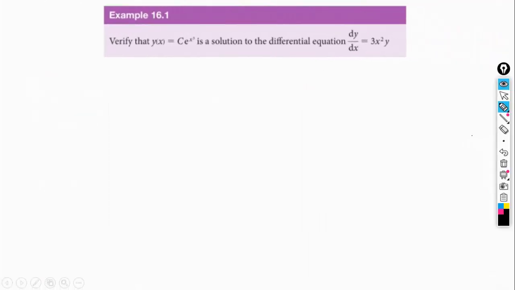So now let's take a look at example 16.1. It says verify that y of x is equal to c, any constant c, times e to the power of x cubed is a solution to the differential equation derivative of y is equal to 3x squared y. So notice that here we would find the derivative of y. So it's just going to be dy over dx is equal to, remember that we would get the same value here for e to the power of x cubed, but then we would have to do the chain rule and find the derivative for x cubed, which is 3x squared.